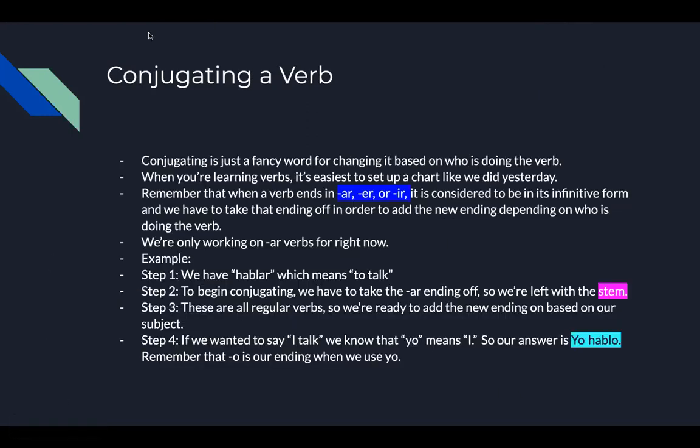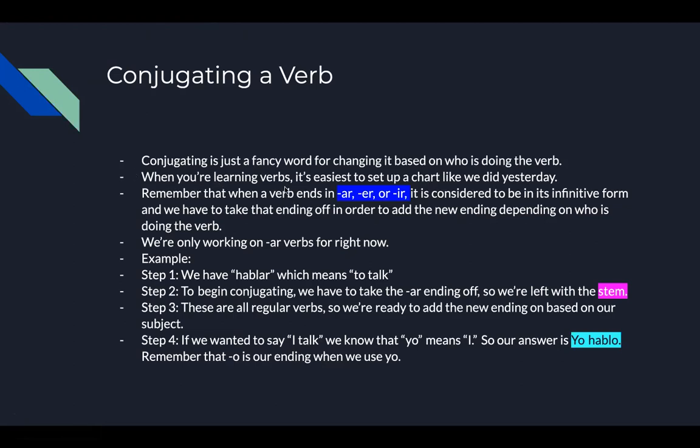Okay, so then just to go over conjugating a verb. I know that I've been saying this term a lot and I didn't really explain it too much, but it's just a fancy word for changing it based on who is doing the verb. Like we do it in English too. If you think about it, you say I walk and then you say she walks, that's conjugating a verb because you're changing it based on who is doing the action. So it's a big word, but it's pretty simple.